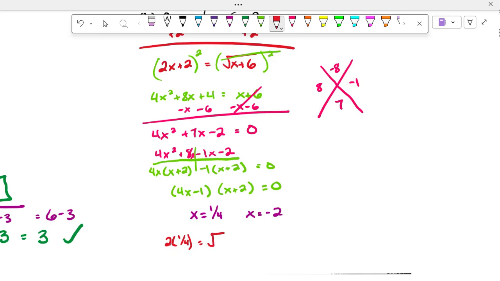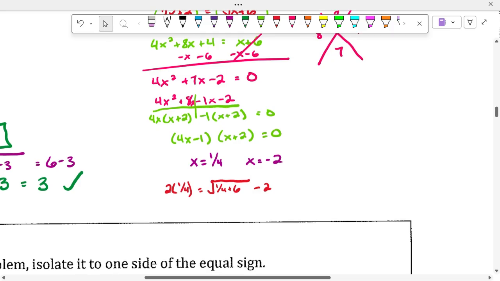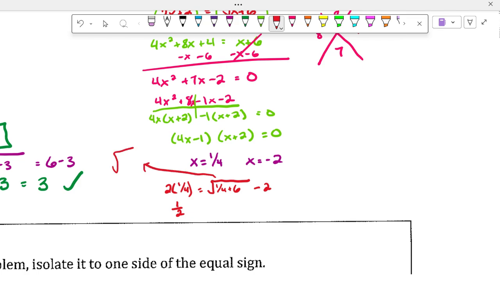is equal to the square root of 1/4 plus 6 minus 2. So what's 2 times 1/4? 2/4 or 1/2. Now this takes a little legwork, but if you change 6 to have a denominator of 4, it'd be 24 over 4. So that's 25 over 4. So what is the square root of 25 over 4? Remember, take the square root of the top and the bottom. 5 over 2.